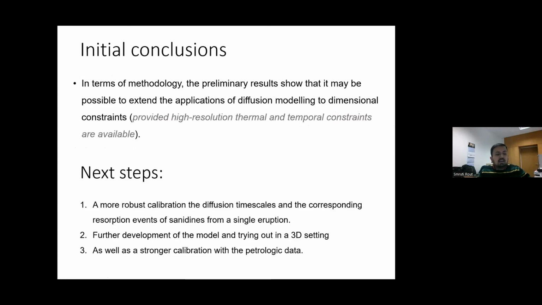And then in the end, we also see that in terms of methods, the data shows that it may be possible to extend the applications of diffusion modeling to dimensional constraints, provided we have robust intercrystal, temporal, and thermal constraints. And then these are the next steps which we are still working on. This is, of course, a work in progress.